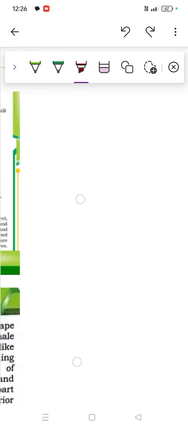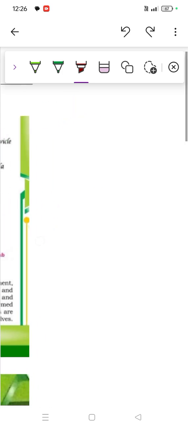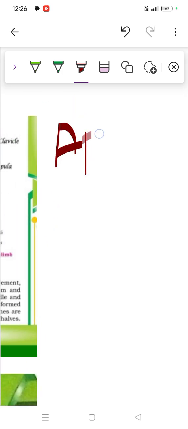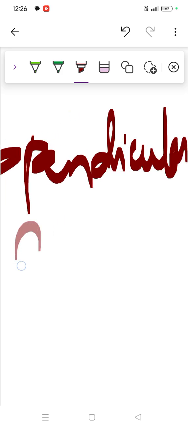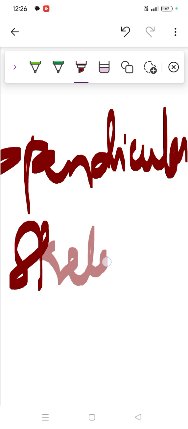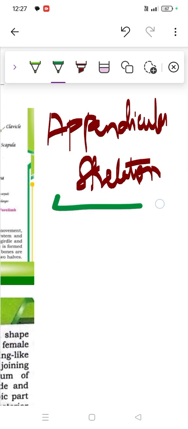So till last video we discussed all about the axial skeleton. Today we are going with the appendicular skeleton. If we just go with the introduction, our axial was everything in the middle, the central axis, everything in that.